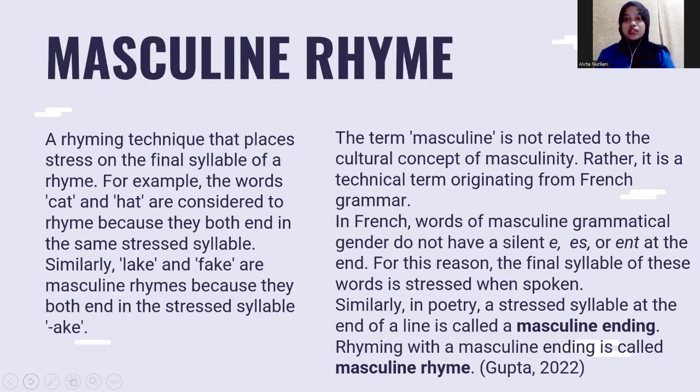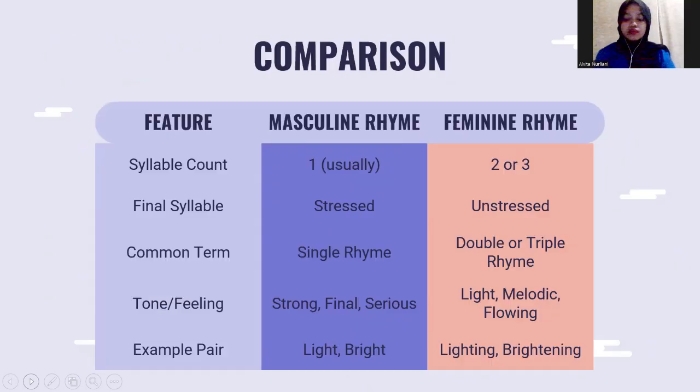So in French, words of masculine grammatical gender do not have a silent E, as in or and at the end. For this reason, the final syllable of these words is stressed when spoken. In poetry, a stressed syllable at the end of a line is called a masculine ending, and rhyming with a masculine ending is called masculine rhyme.